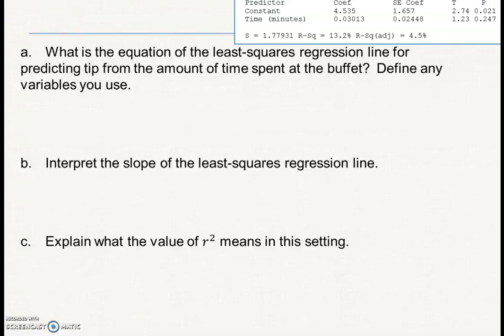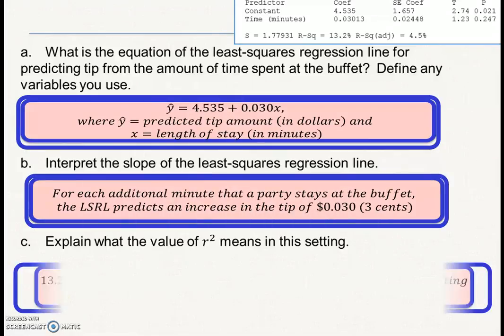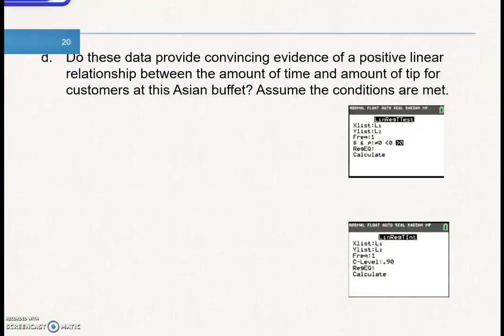Okay, pause for a moment and try to do A, B, and C. This is good review of chapter 3. Now for part D, I am going to start a new video just because I don't want to run out of recording time.